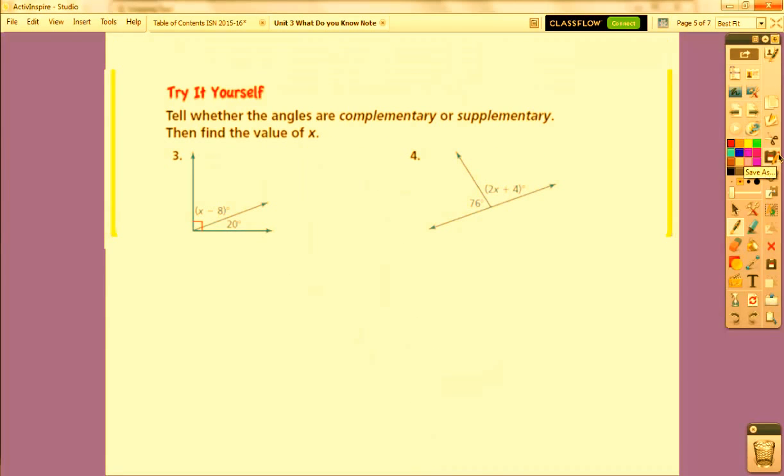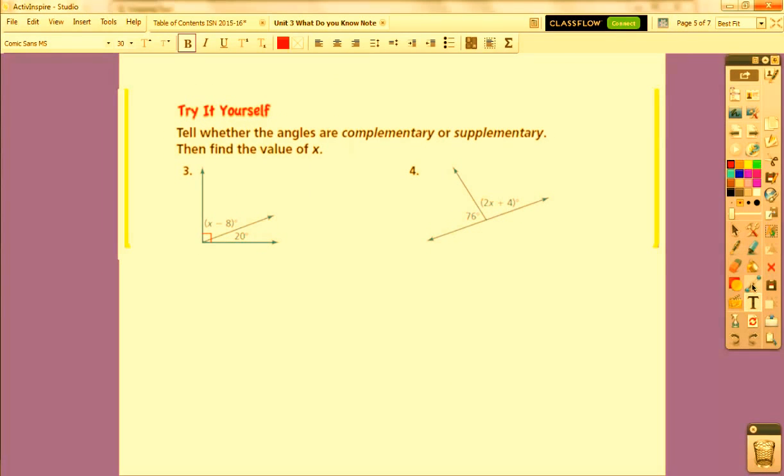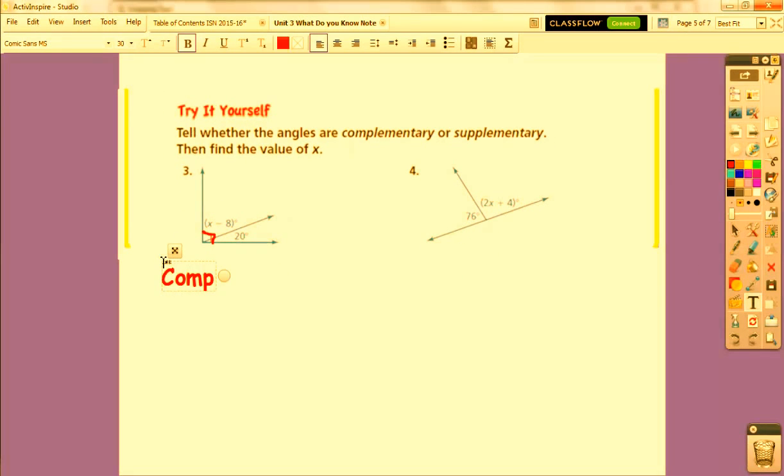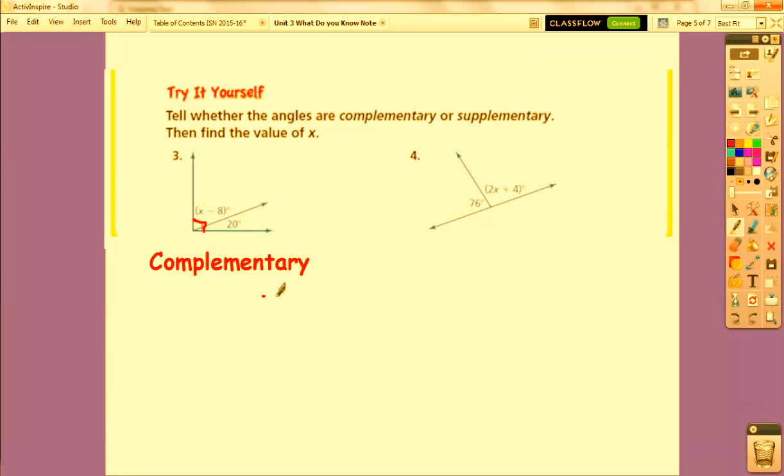Okay, two more. Number 3. We need to decide if they are complementary or supplementary and find the value of x. First of all, number 3 I see makes a right angle, so that should be my hint right away that I know they are complementary. That also tells me that these two angles added together equal 90. So if you're having a hard time writing your equation, just write down equals 90. You know, those two parts of angles are going to equal 90. Now take the angles. One angle is called x minus 8. And we're adding to it the other angle, because those two angles added together equals 90. So plus 20 equals 90.